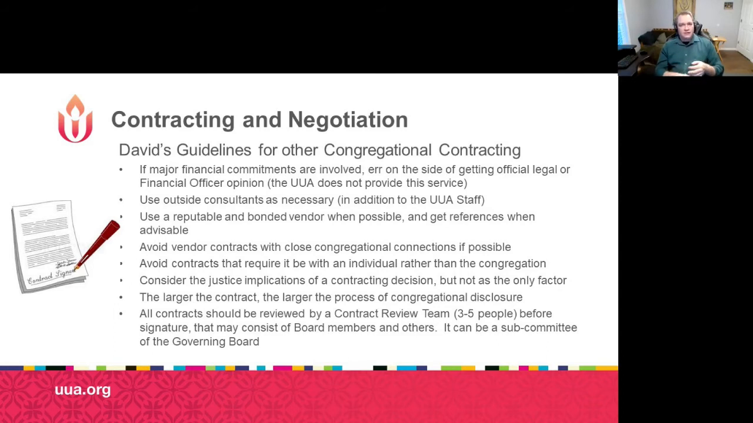Use reputable and bonded vendors whenever you possibly can, right? There's this wonderful thing about our congregations that a member of our congregation, Mary, knows Bob. Bob has been having a hard time, but Bob is a good plumber, even though he's not bonded. Mary wants to do something nice for Bob, and the board wants to do something nice for Mary. So the board contracts with Bob, or even just asks him to come in and do the plumbing work. And next thing we know, the plumbing work wasn't done well, and there's no real recourse.